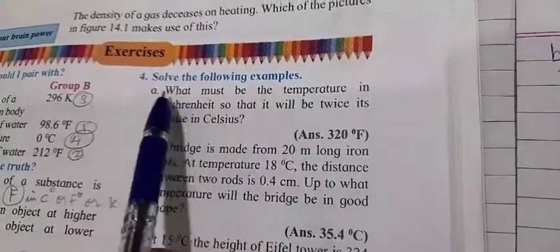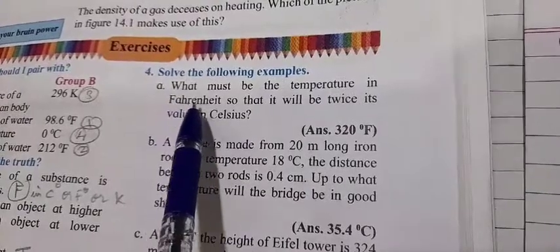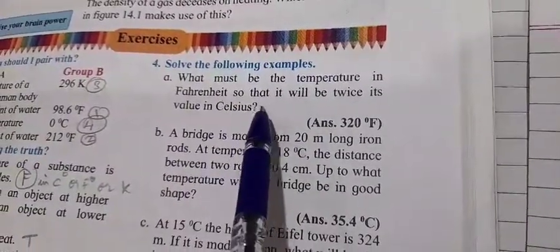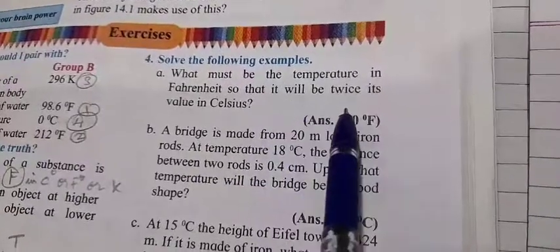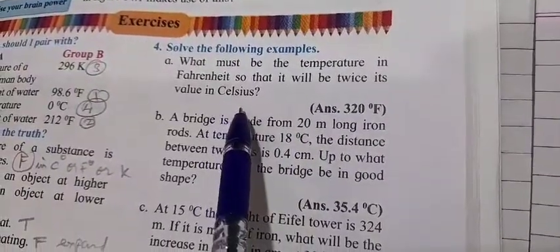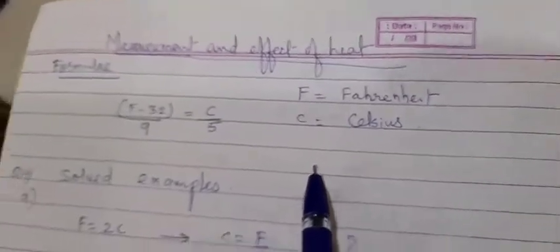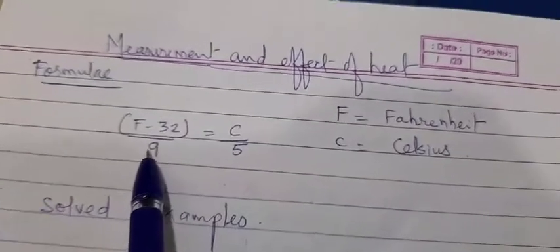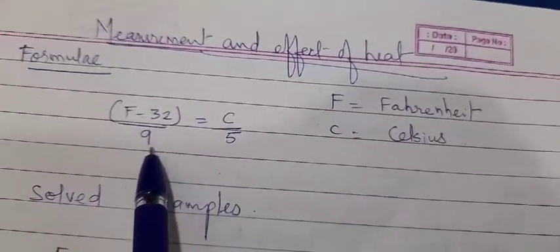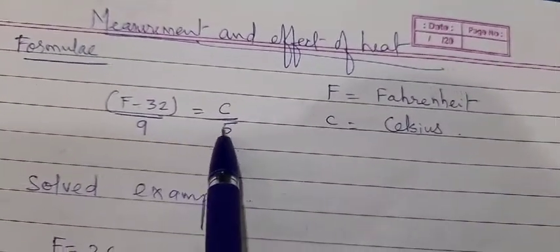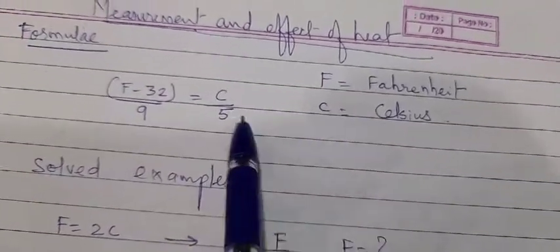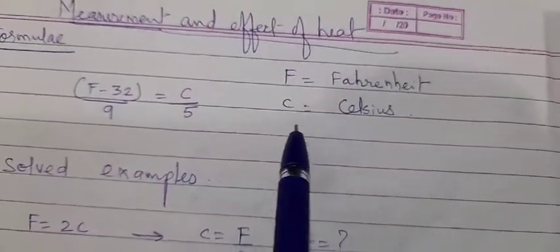Today we are going to solve the examples of this chapter, measurement and effect of heat. So first, A: what must be the temperature in Fahrenheit so that it will be twice its value in Celsius? Now we know that temperature is calculated in Fahrenheit and Celsius. By the formula, (F minus 32) upon 9 is equal to C upon 5. So here F is Fahrenheit and C is Celsius.